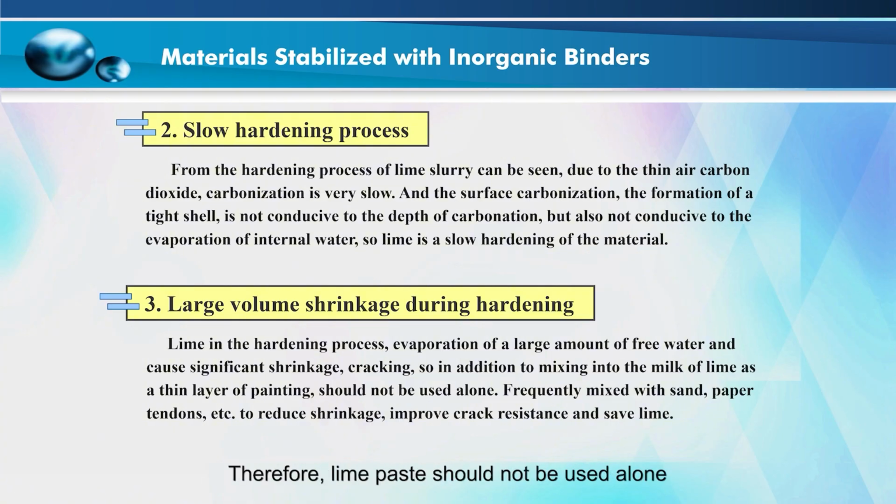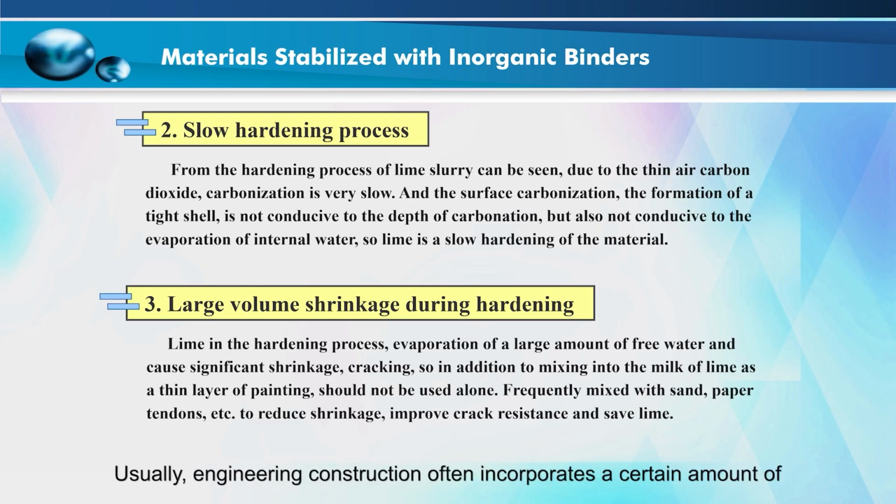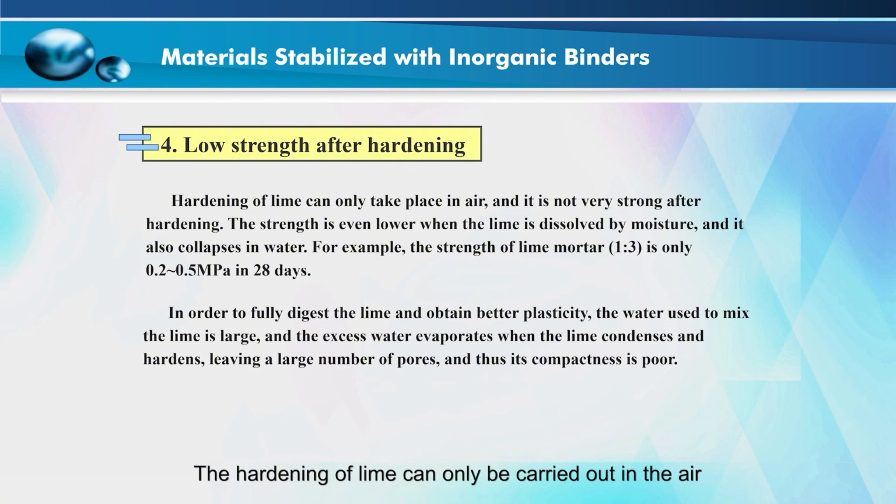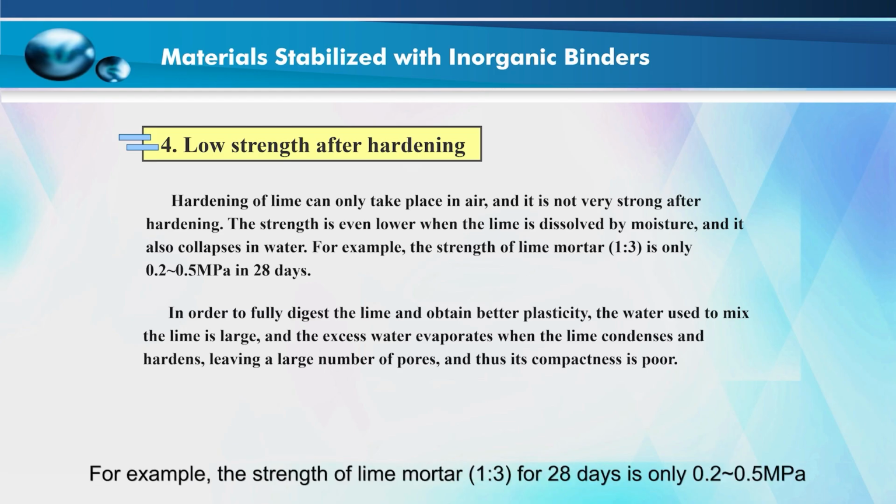Therefore, lime paste should not be used alone except for mixing lime milk for thin layer painting. Usually, engineering construction often incorporates a certain amount of aggregate, such as sand, or fiber materials, such as hemp knives, paper bars, etc. The hardening of lime can only be carried out in the air, and the strength after hardening is not high. Lime dissolves in moisture, is less strong, and collapses in water. For example, the strength of lime paste 1 to 3 for 28 days is only 0.2 to 0.5 MPa.